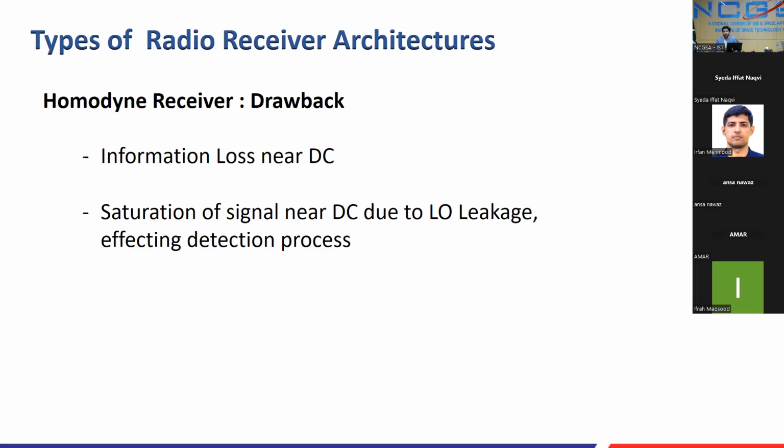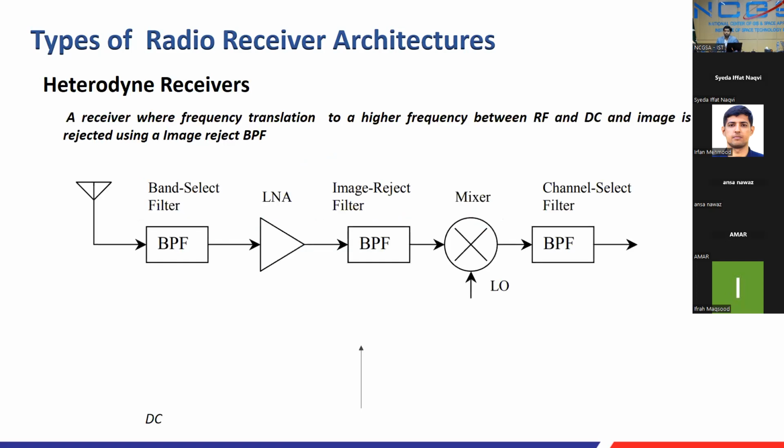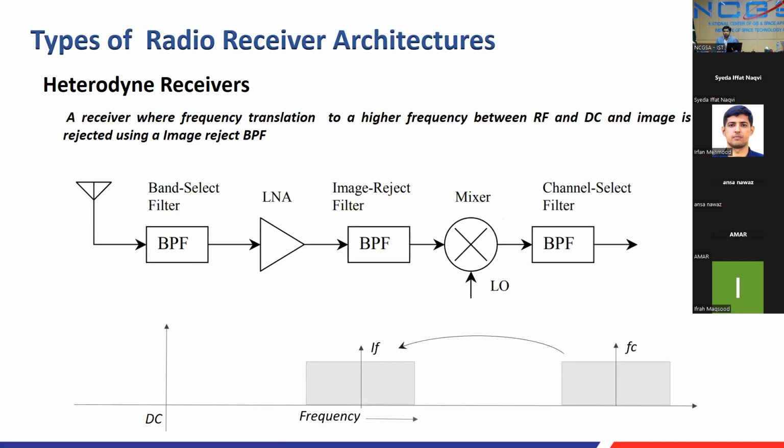So first we talked about homodyne architecture, near zero receivers. Then we move towards the heterodyne architecture. Heterodyne architecture is different from the homodyne in that you don't translate to near zero to avoid the DC part. You translate it to some higher IF.